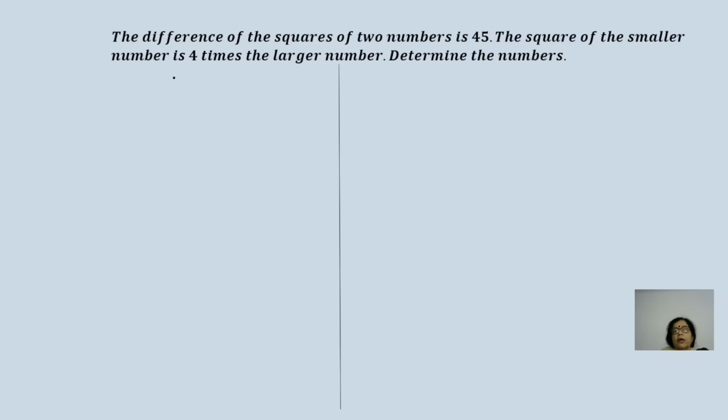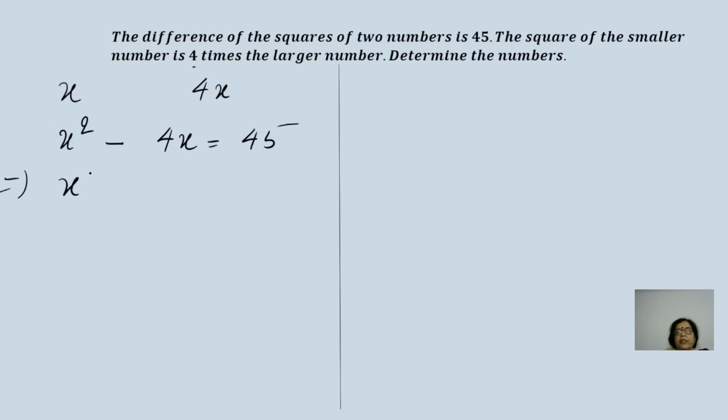Now here we need to understand, supposing we take the larger number as x, then the square of the smaller number is 4 times the larger number. That means it is only 4x, not the square of the larger number. So this has to be understood carefully. Then the question says the difference of the squares of two numbers is 45. So obviously the square of the larger number will be x squared, and we are given that the square of the smaller number is 4x. So x squared minus 4x is equal to 45.